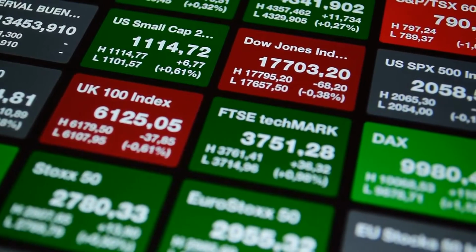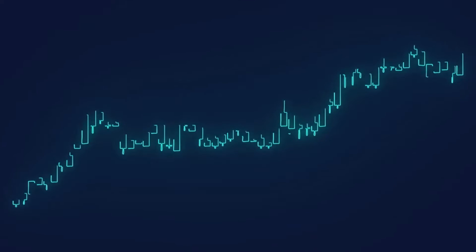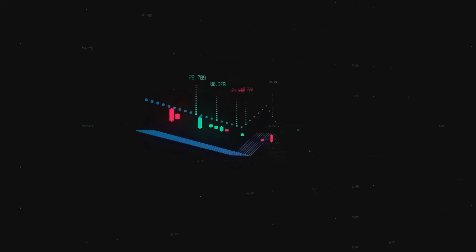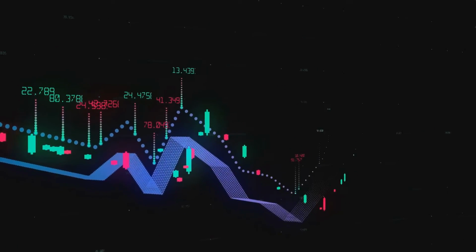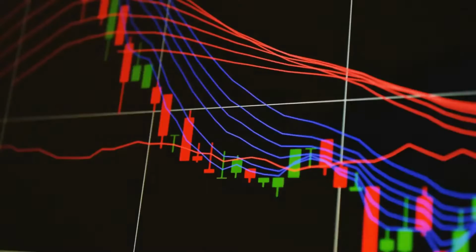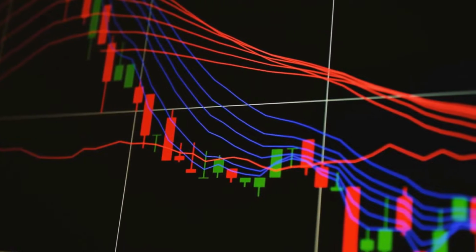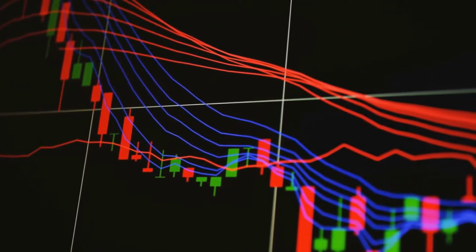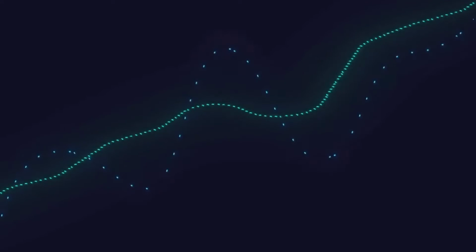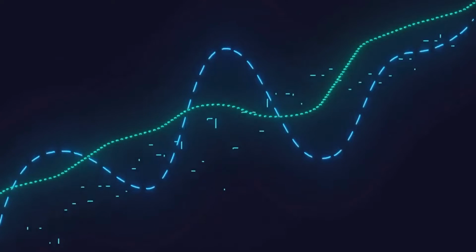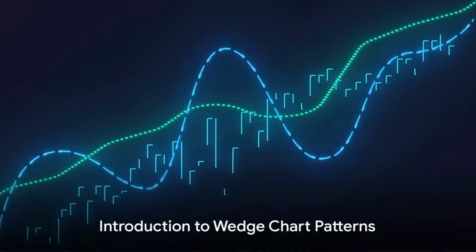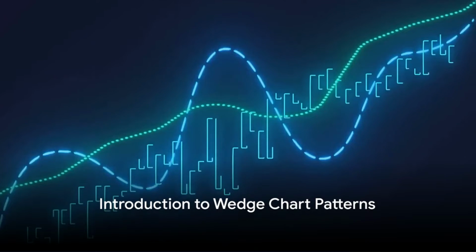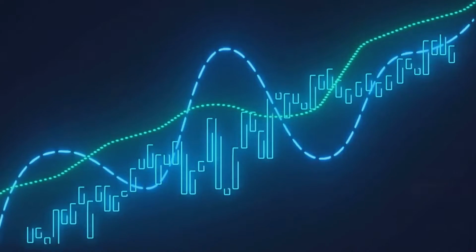Now, there are two types of wedge patterns, the falling and the rising wedges. Falling wedges form in an upward trend, their lines sloping down, signaling a bullish pattern. On the other hand, rising wedges emerge in a downward trend, their lines sloping upward, indicating a bearish pattern. But don't be fooled. These patterns can serve as either continuation or reversal signals. Intriguing, isn't it? Now that you know what wedge chart patterns are, let's dive deeper into how to trade them.